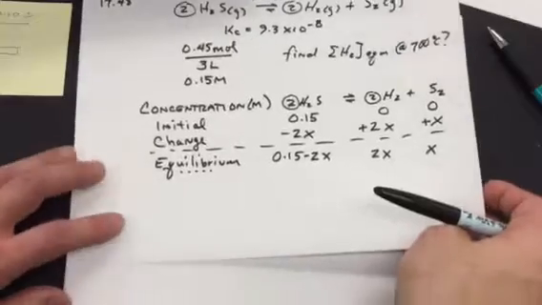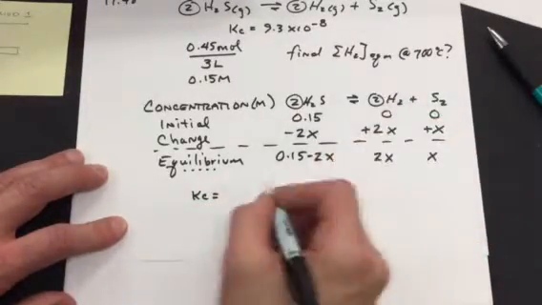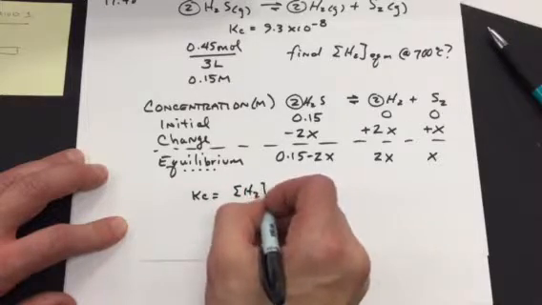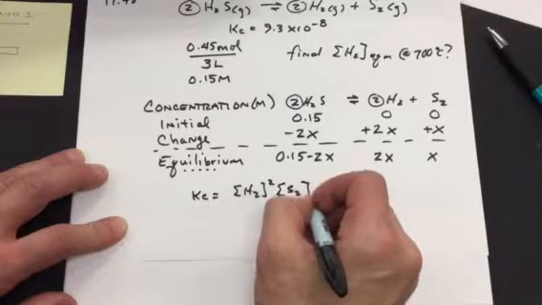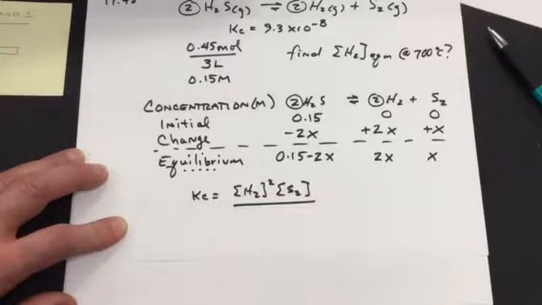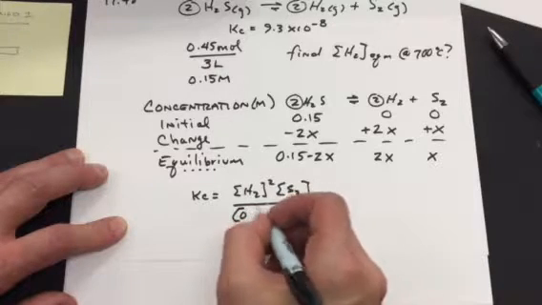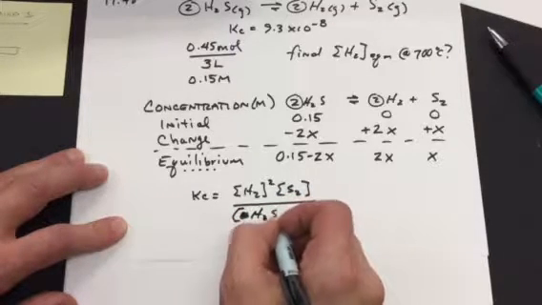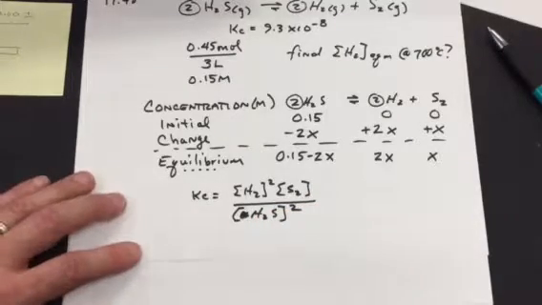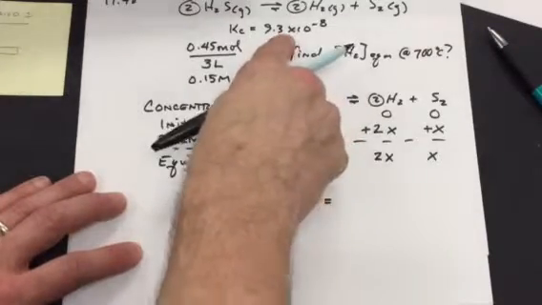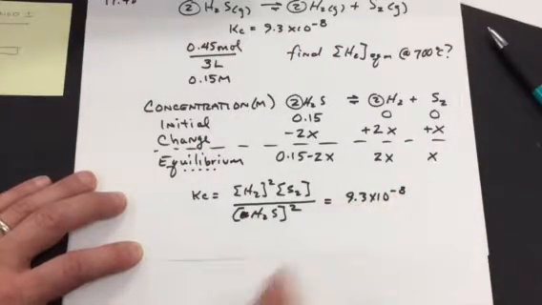And so let's do that. Kc would then be products over the reactants. So we're going to have H2 concentration squared because there's 2, S2 concentration as our numerator. And then we're going to have the concentration of 0.15, H2S squared for our denominator. This will be equal to the equilibrium constant, which is 9.3 times 10 to the minus 8.